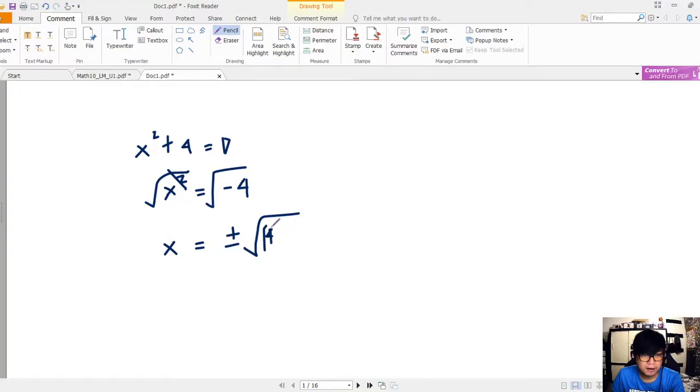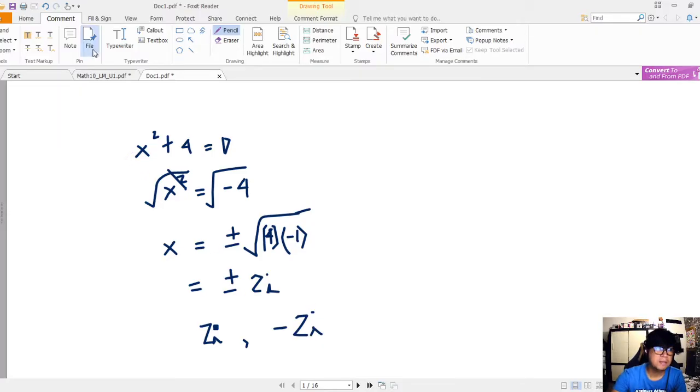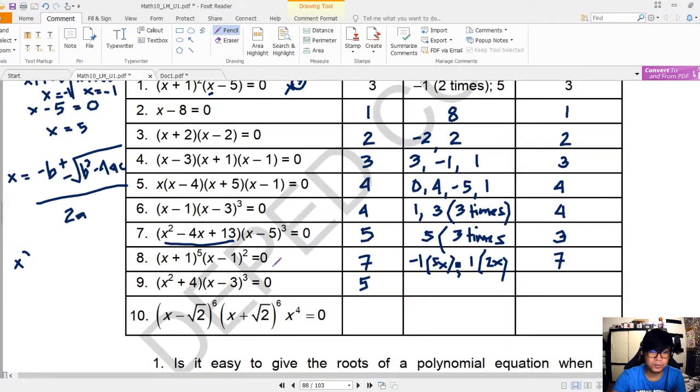4 times negative. Hiwalay natin negative 1. Pag ganito yung cases, hiwalay natin negative kasi square root of negative 1 is i. So, that is positive, negative, square root of 4 is 2, tapos i. Because the square root of negative 1 is i. So, ibig sabihin, dalawa. So, meron tayong positive 2i, tapos the second one is negative 2i. So, imaginary siya. So, hindi siya real root.